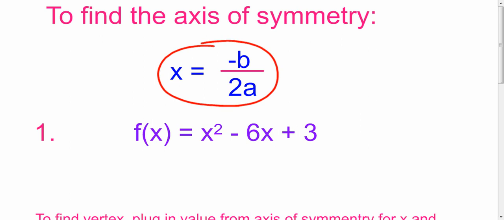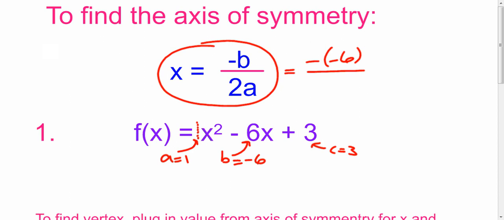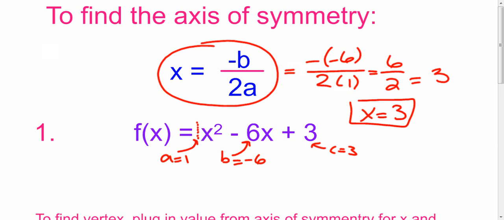So to do our axis of symmetry here, you can see, first of all, there's an imaginary 1 right there. So I know that a is 1, b is the number in front of your x term, so b would be negative 6, and c is 3. So if I follow this formula, negative b would be negative of negative 6, so the opposite of negative 6, over 2 times a, which is 1. So I have positive 6 over 2, which gives me 3. So my axis of symmetry is x equals 3.